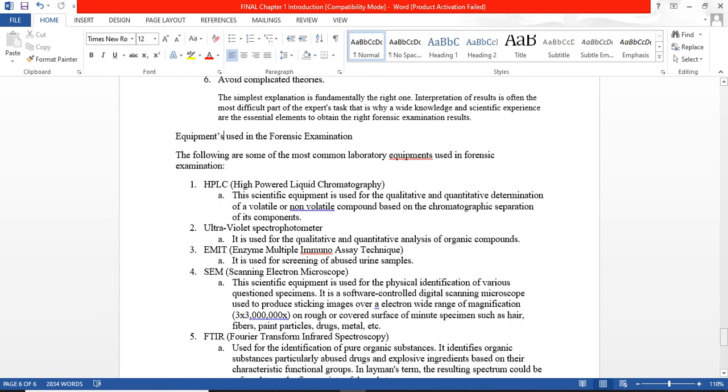Next is ESEM, your scanning electron microscope. Okay, it is a scientific equipment used for physical identification of questioned specimen. It is a software controlled digital scanning microscope used to produce a magnified image over a wide range of magnification, on a rough or covered surface of a minute specimen such as your hair, fibers, paint, particles, drugs, metals, and etc. So it is a highly advanced microscope.